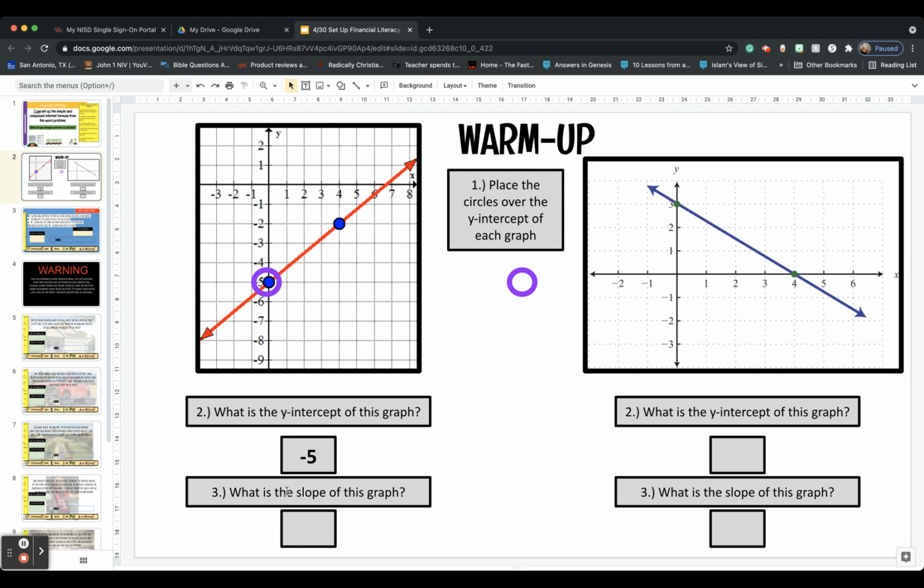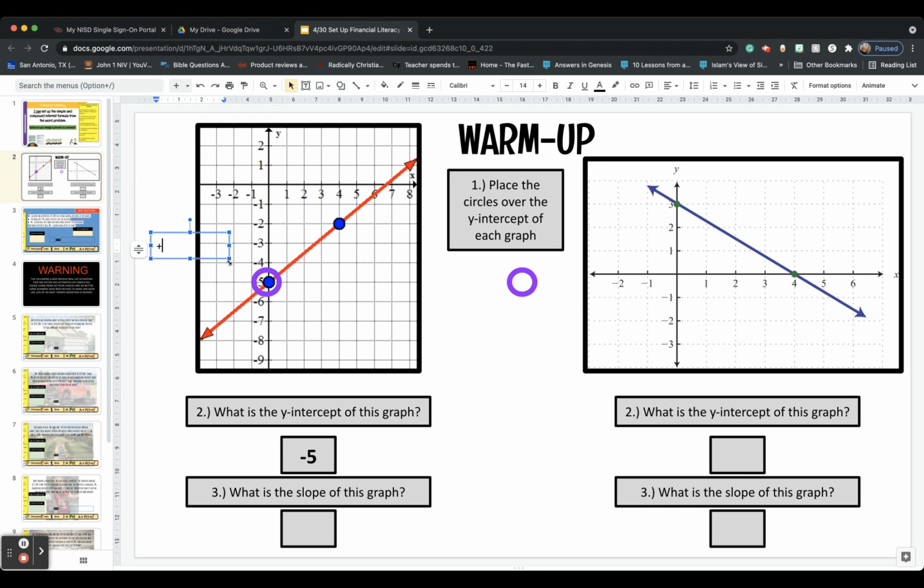Now, what is the slope of this graph? Well, to get from this blue dot to that blue dot, I would go up. That would be my change in y. So I'd go up 1 time, 2 times, 3 times. So my change in y is 3. So I'm going to create a little text box and put +3. So I go up 3.